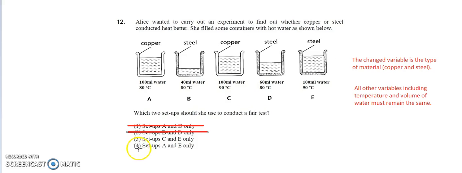Let's check option 4, A and E. Now A and E, one copper, one steel, which is correct. Both containers have 100 ml of water. Okay, but the temperature is different. Temperature in A is 80 degrees C, while the temperature in E is 90 degrees C, which is not what we want. So option 4 is also out, and that leaves us with option 3. As we mentioned, 3 is the correct answer. So setups C and E. Answer is 3.